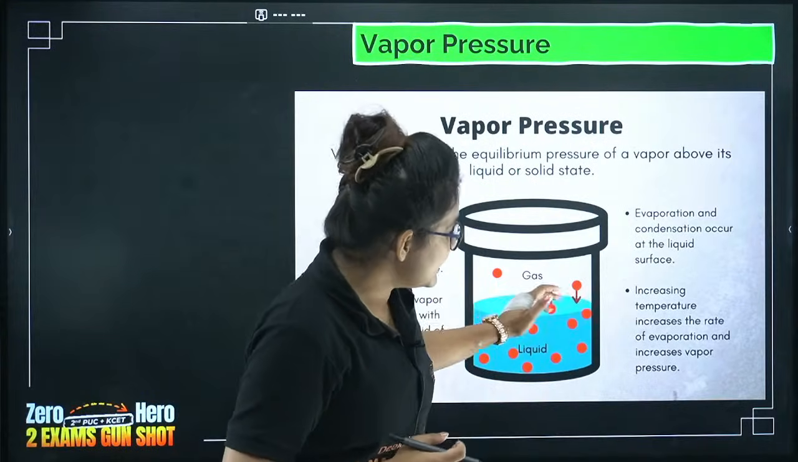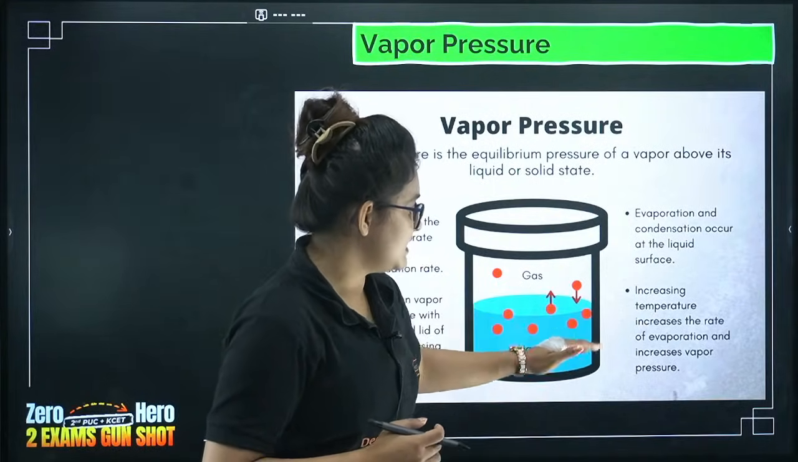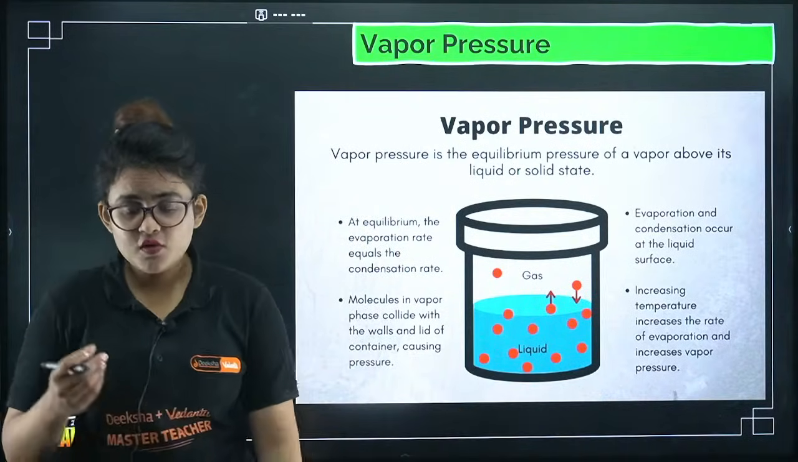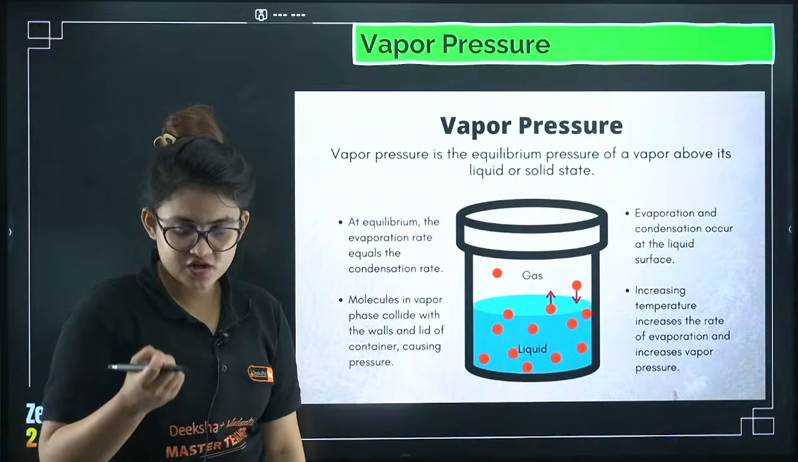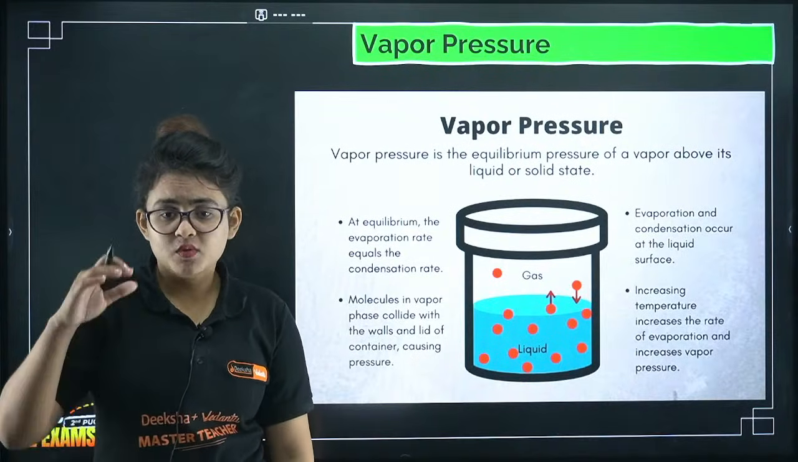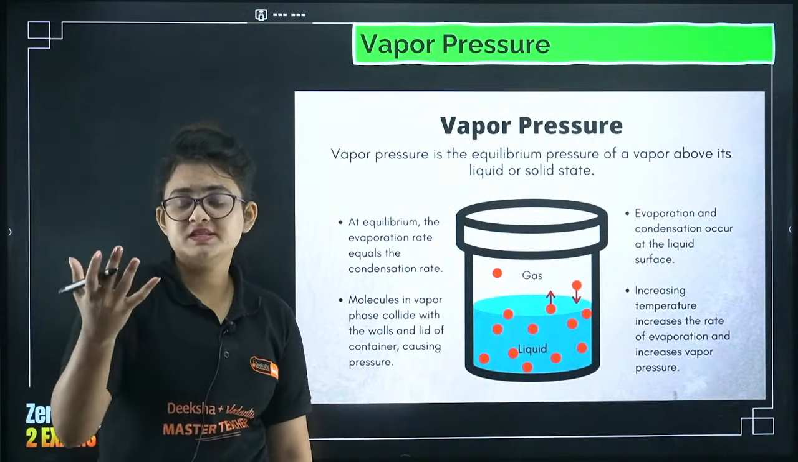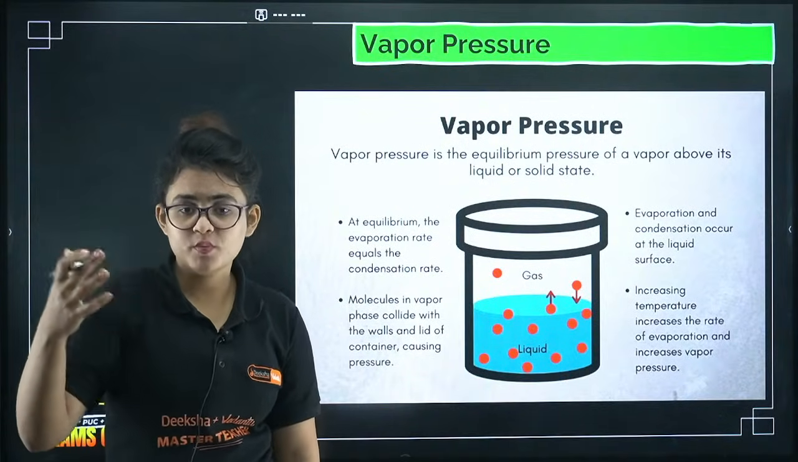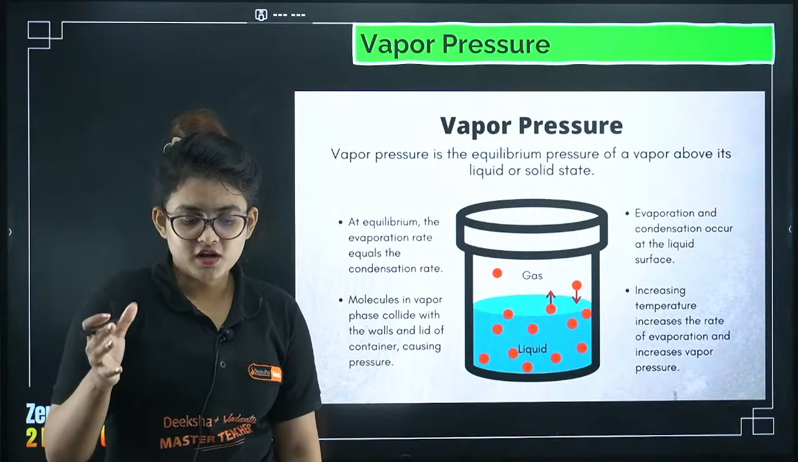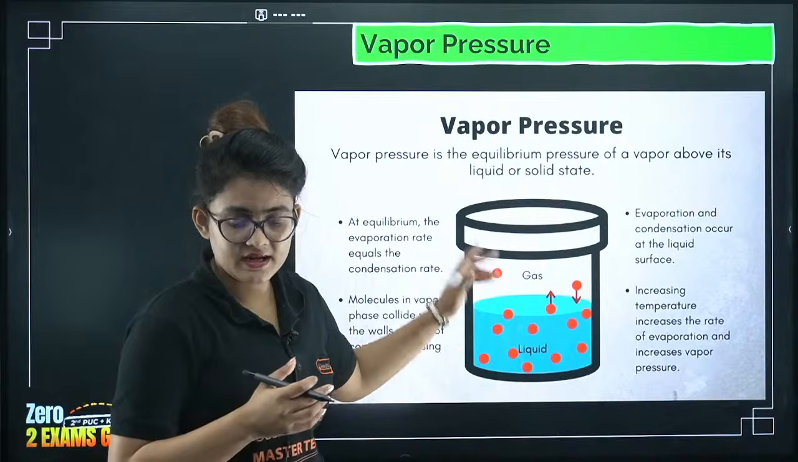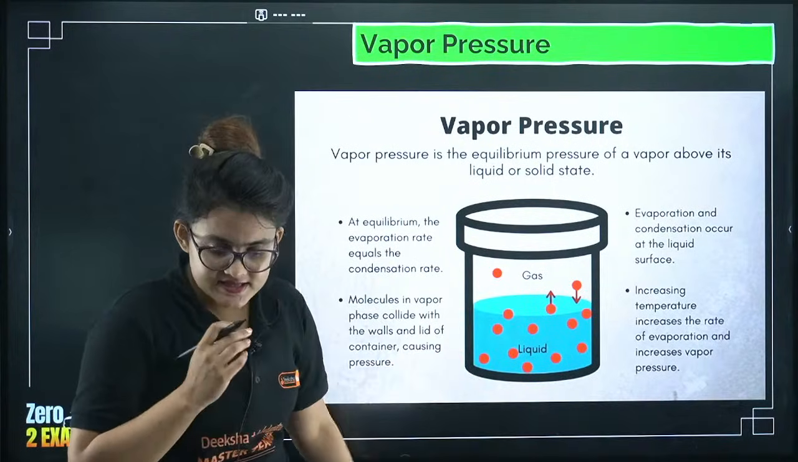Here you can see increasing the temperature increases the rate of evaporation and increases the vapor pressure as well. If you raise the temperature, more liquid will go to the vapor phase and more vapor will be generated. It will create more pressure on the container wall, and hence the vapor pressure will increase. Okay, I guess it's clear to you.